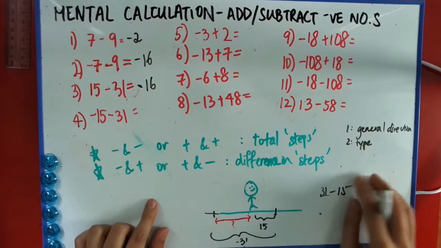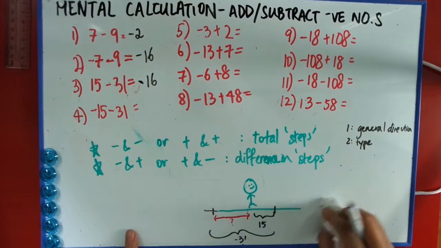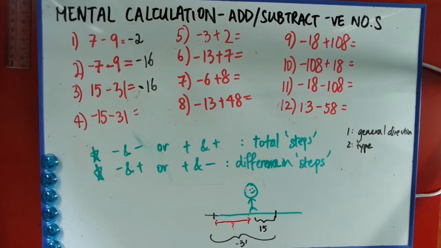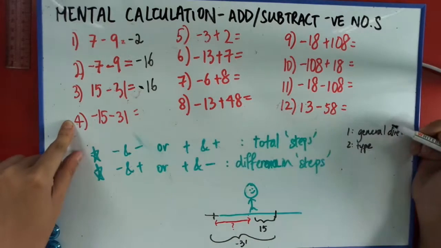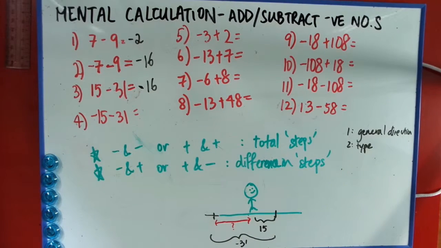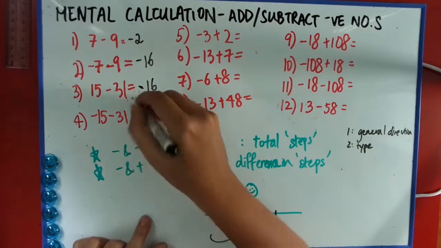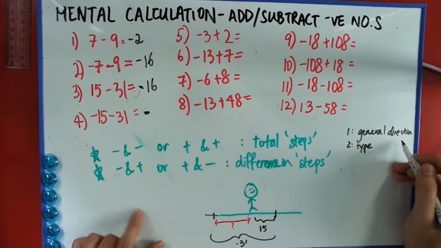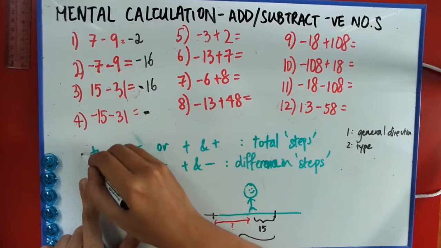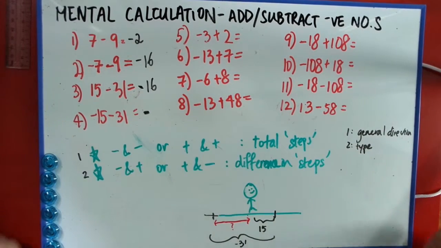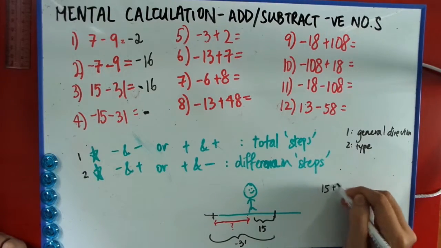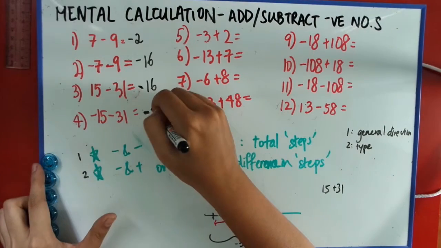Okay, assuming that you are already pretty decent at normal mental sums, okay? So we'll do 4. First, I determine the general direction. Minus 15 steps back, minus 31 steps back. So basically he will be at the back, right? I think this should be clear. And he is of type 1. This is type 1, this is type 2. So type 1 is the total steps, so I have to do 15 plus 31, which will give me 46.